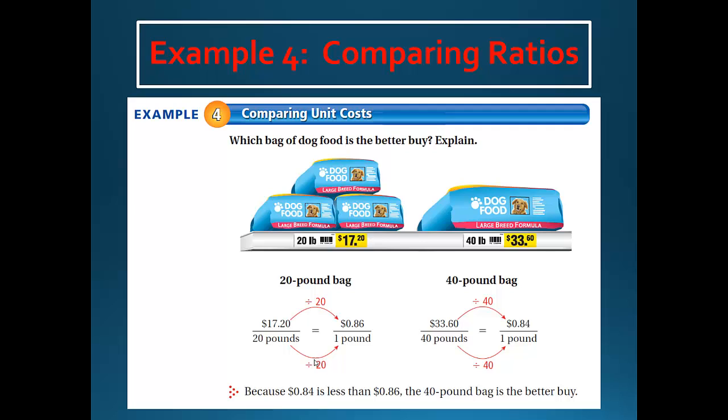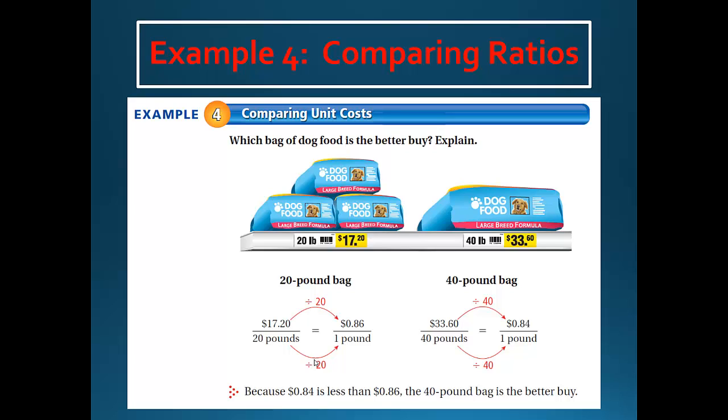For our fourth example, we're comparing ratios. Which bag of dog food is the better buy? And explain. You can see that we can get 20 pounds of dog food for $17.20, and we can get 40 pounds of dog food for $33.60. So first we're going to have to find out how much it costs per pound for each bag.